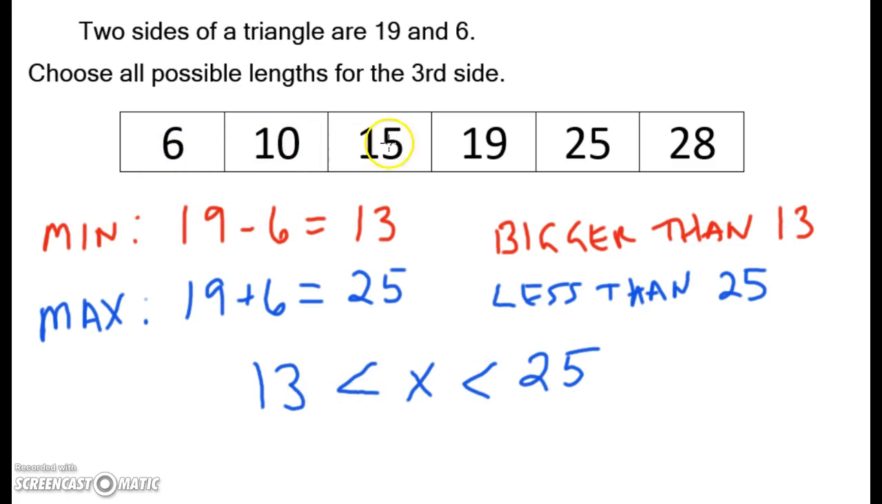So if I look at these choices up here, I'm looking for all of the numbers that are between 13 and 25. And I see this one, and I see this one. Remember that this 25 doesn't count, because if I had a side that was 25, the 19 and the 6 added together equal 25, and that's not big enough to make a bridge.